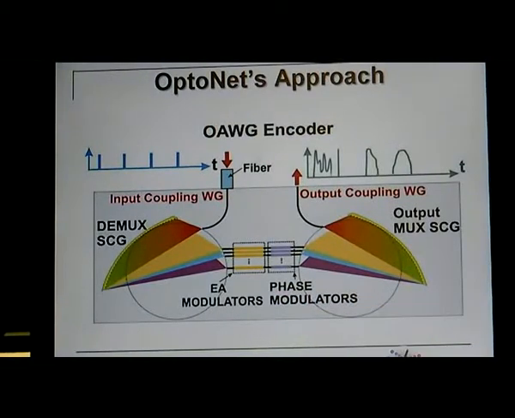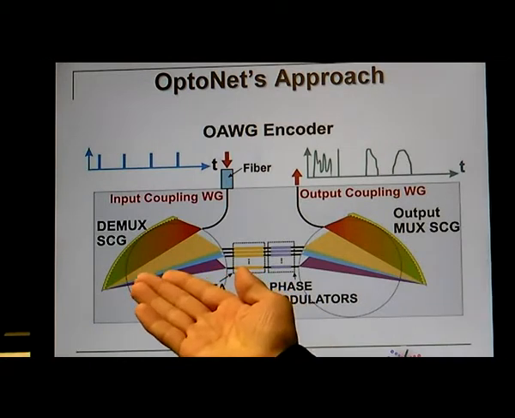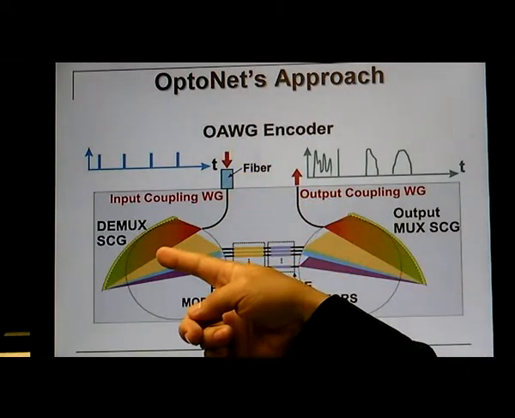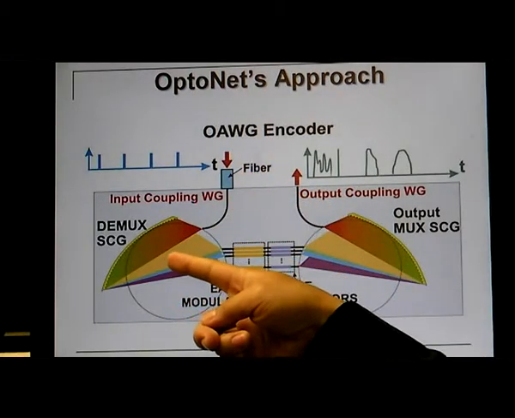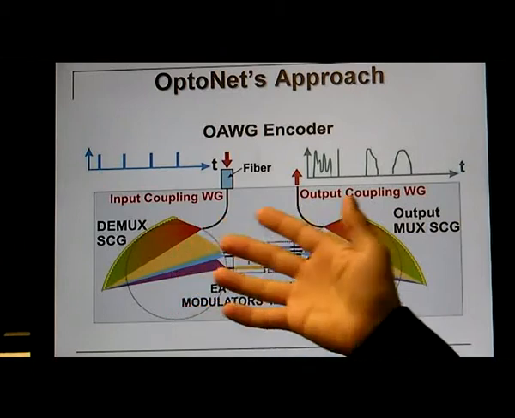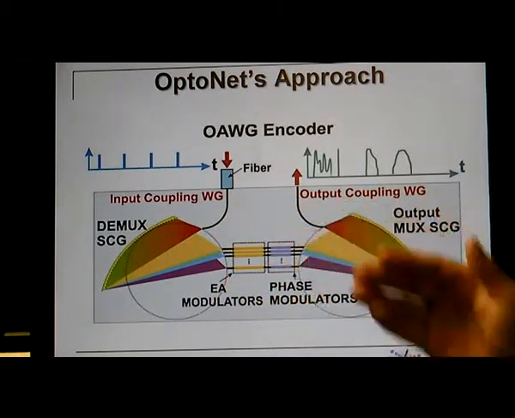Here's the basic layout for our OAWG approach. It has two gratings: the left side demask grating, and the right side mask grating. The input optical signal through the demask grating is divided into different components. Each component has some specific wavelengths. All these components go into different corresponding channels.